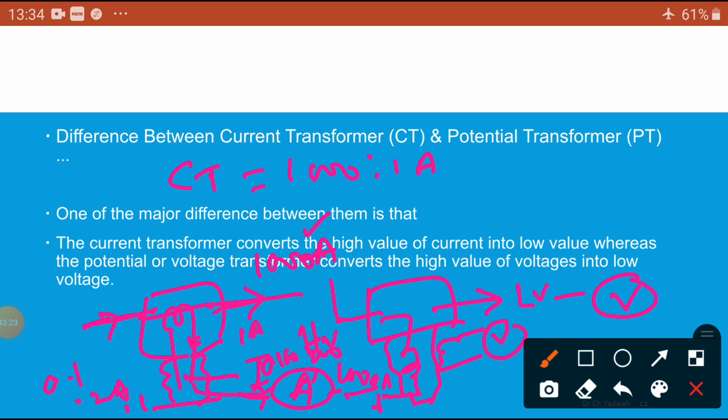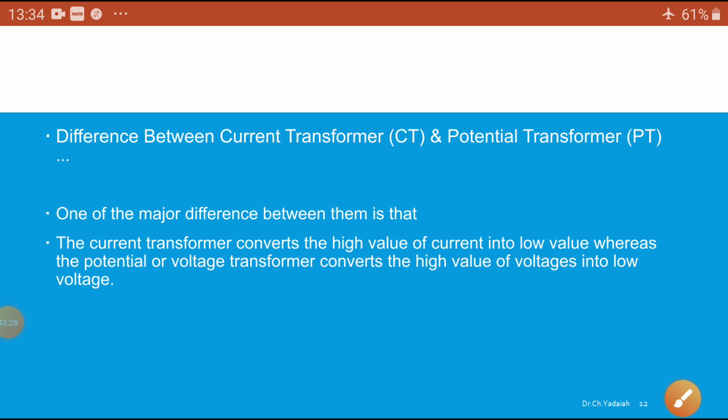Okay, so these are the main basic differences between an ammeter and a voltmeter. The CTs measure the current and PTs measure the voltage. Now let us see the CT in detail: its construction, basic principle, and how the CT is connected. What are the precautions while using the CT?